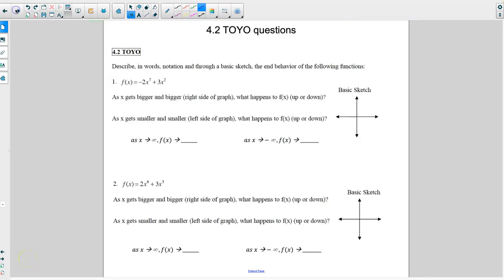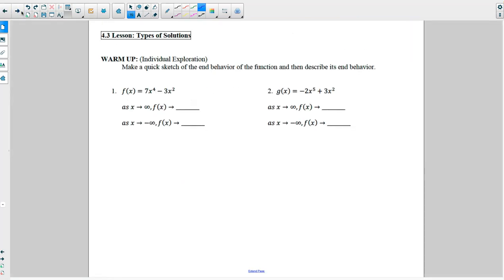4.3. What we're looking at today for 4.3 is the types of solutions functions have. So we're going to run through a couple things really quick and just see, are there patterns going on? Is there something that's easy to see? And then go from there.